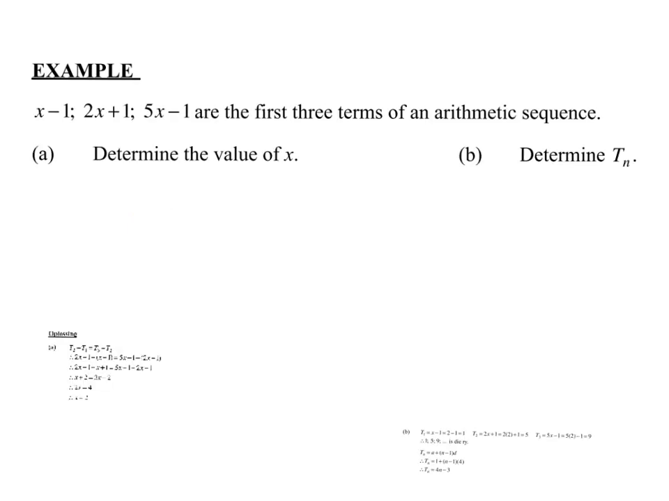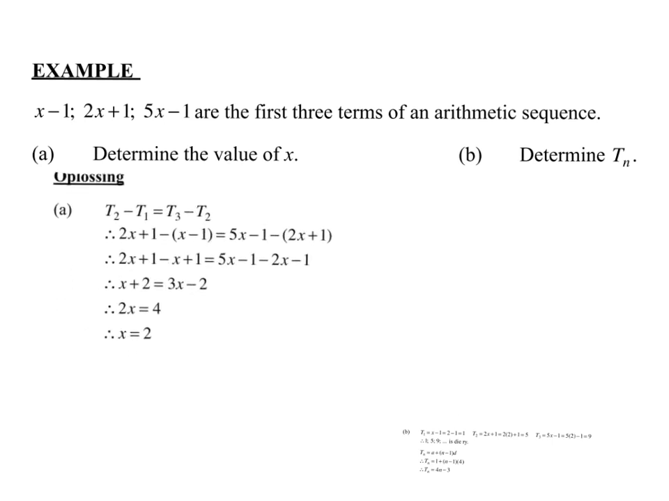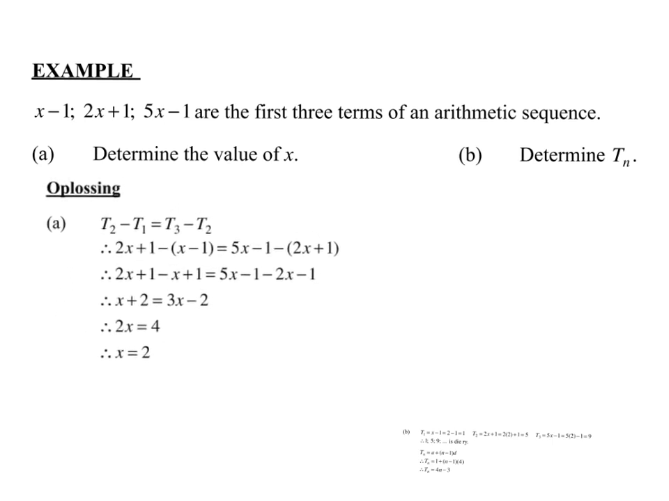In this last example, the terms are expressions with an unknown variable x, and the first question is to determine the value of x. We use the property of an arithmetic sequence where we know that the first difference is a constant. Therefore, we know that T2 minus T1 is the same as T3 minus T2. So we're going to make an equation and solve for x.